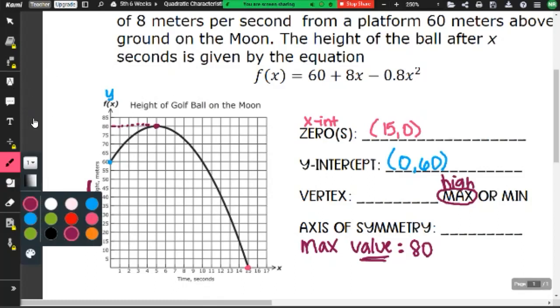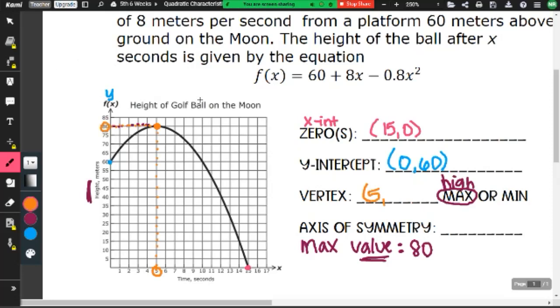Okay. Now the vertex. You give the vertex as a coordinate, as an ordered pair. What is the ordered pair for this point? Not 0, 80. Stop guessing. If I go straight down from that point, it lines up with what x value? 5. If I go straight across, it lines up with what y value? 80. So the ordered pair is 5, 80.